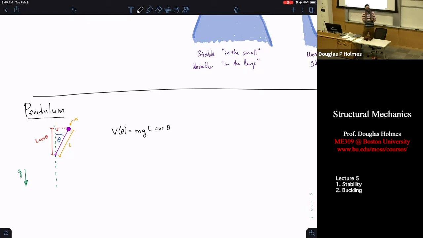So we can check the equilibrium points of this pendulum really simply. We just take the first derivative of our total potential energy with respect to our 1 degree of freedom. Our 1 degree of freedom is theta. So if I take the partial derivative of V with respect to theta, it's not really a partial derivative. In most cases with structural mechanics it is, but here we only have theta. So technically, this is just an ordinary derivative. And that's just going to be simply negative mgL sine theta.